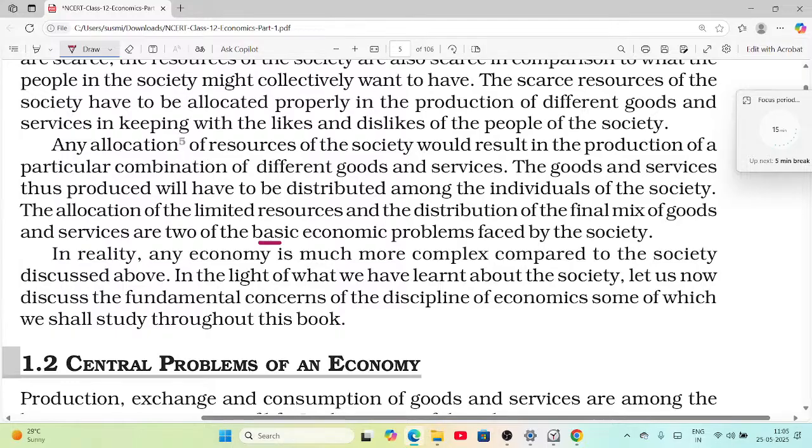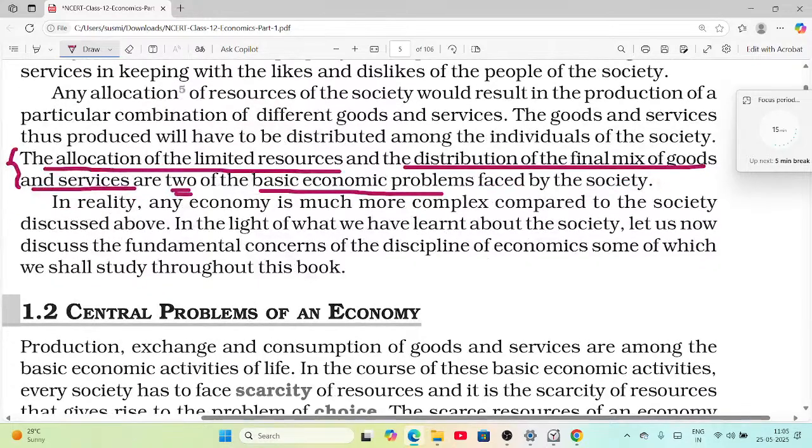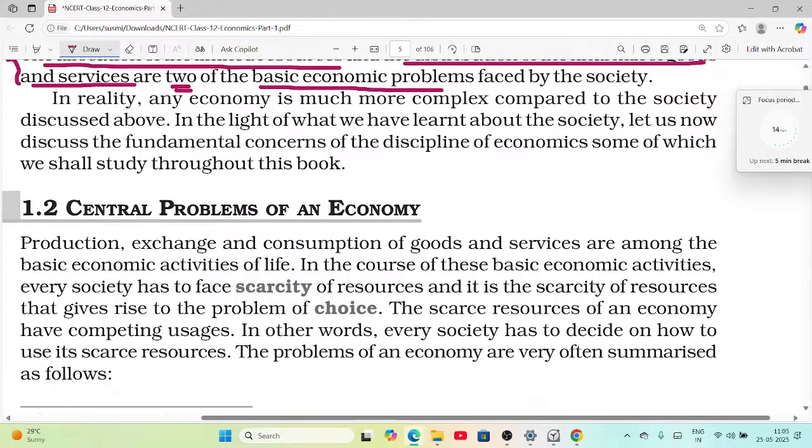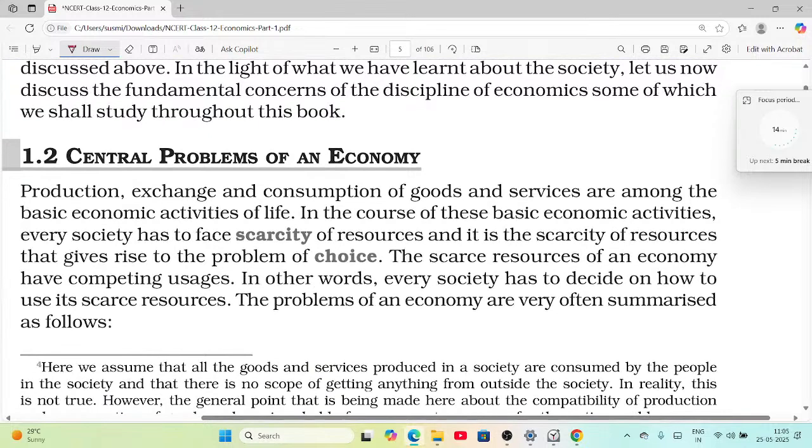So, the basic economic problems are two: the allocation of the limited resources and the distribution of the mix of goods and services. Okay, this is important. In reality, an economy is much more complex compared to the society discussed above. In the light of what we have discussed, let us now discuss the fundamental concerns of the discipline. Central problems of an economy.